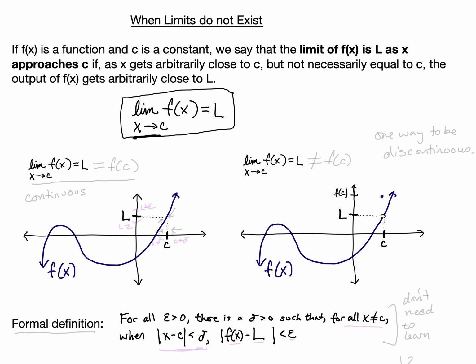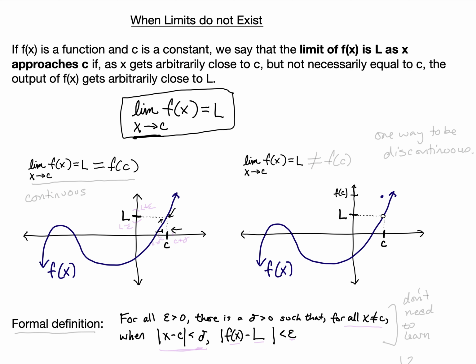Visually, this can take a lot of different forms, but basically what that's saying is as x is getting close to c, f of x, the output of the function, is getting close to the value L. And we see that in two different situations here. The difference between the picture on the left and the right is that on the left, it appears that the limit of f of x as x approaches c is equal to L, and that's also equal to f of c.